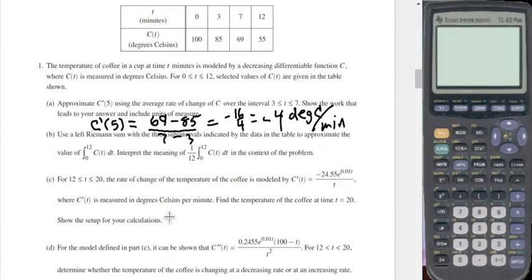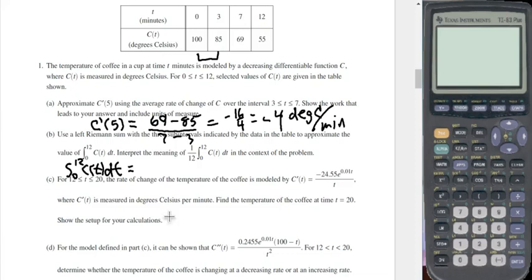Using a left Riemann sum, this is part B, with 3 subintervals indicated by the data in the table to approximate the value of the definite integral from 0 to 12 of c of t dt. Interpret the meaning of 1/12 times the integral from 0 to 12 of c of t dt in context of the problem. So for a left Riemann sum, we're going to use the table with the lower endpoints. So the first interval would go from 0 to 3.